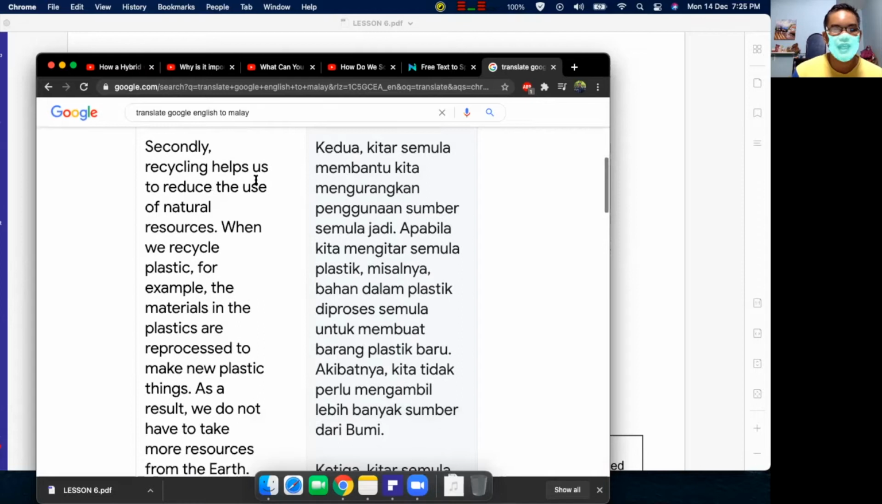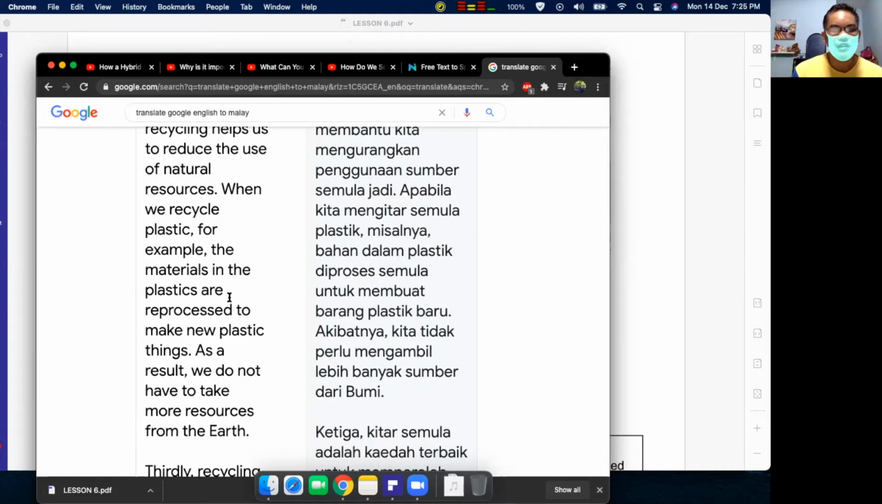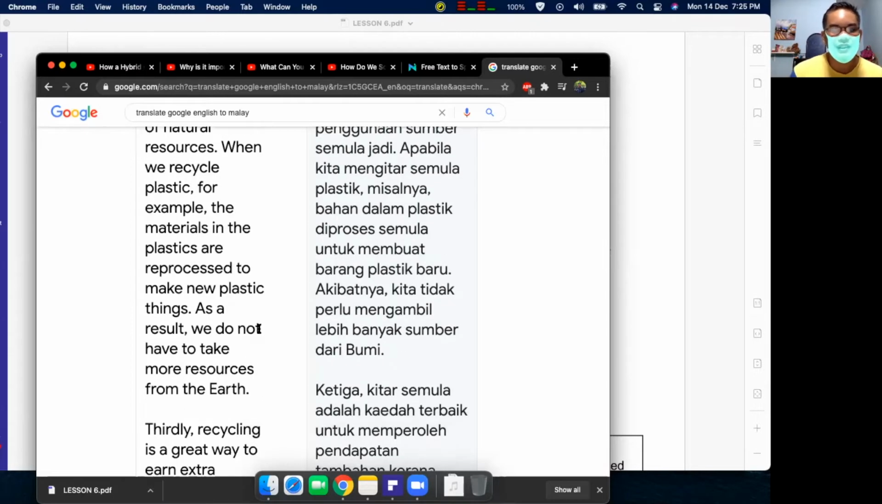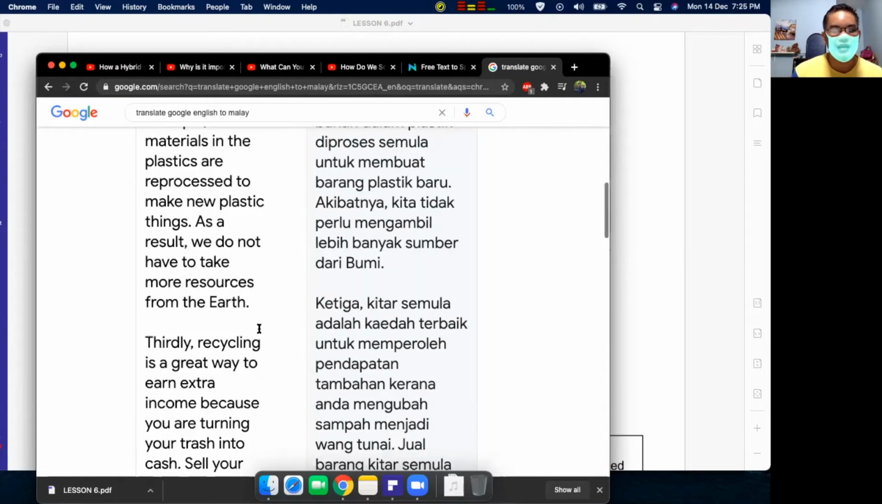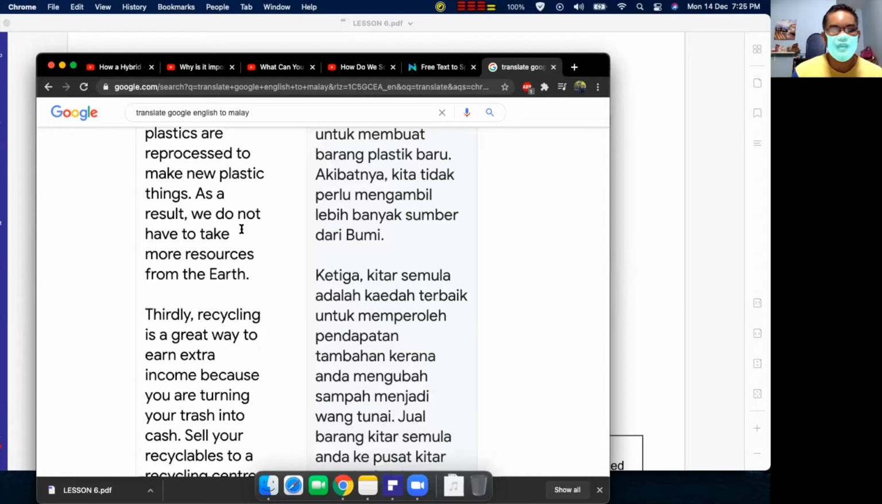Secondly, recycling helps us to reduce the use of natural resources. So when we recycle plastic, for example, the materials in the plastics are reprocessed to make new plastic things. Anyway, these are all easy English, so you can understand it better. As a result, we do not have to take more resources from the earth.